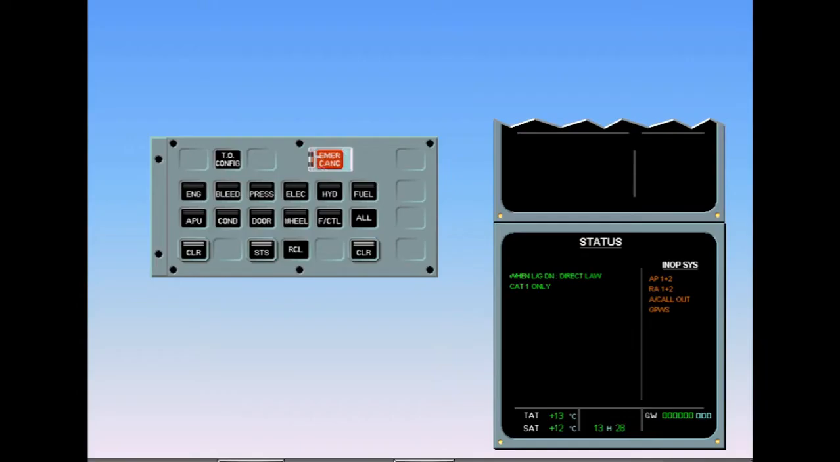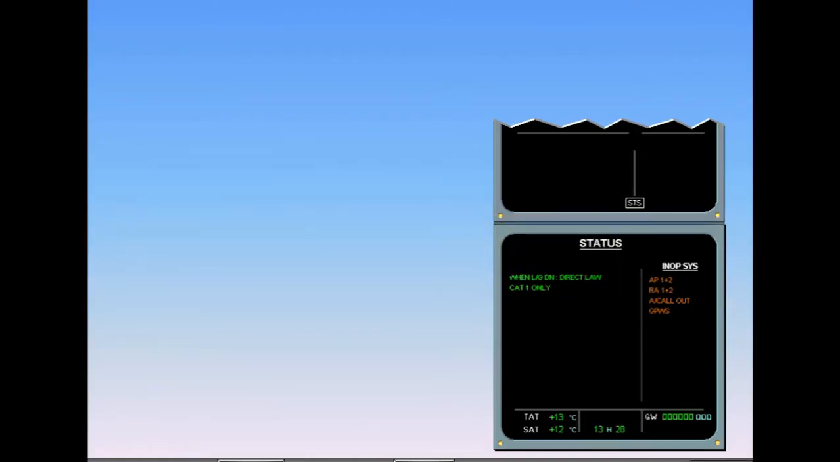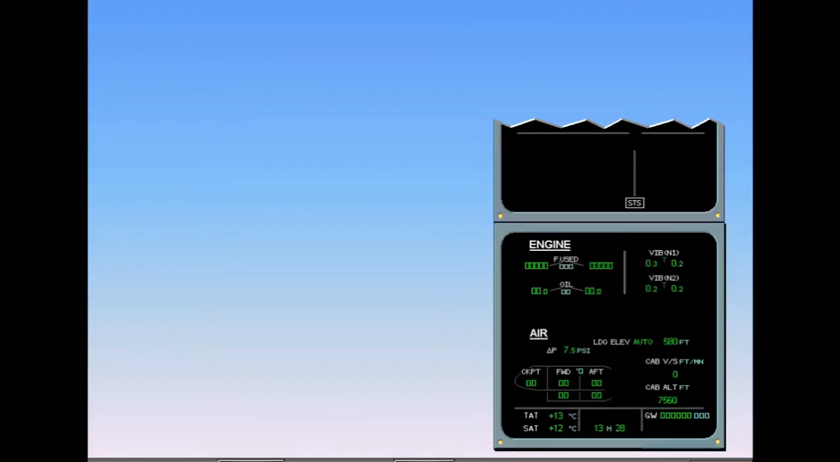The status page is displayed, showing inoperative systems and aircraft information. With both radio altimeters faulty, both autopilots are lost in approach, as well as the auto callouts. After review and confirmation from the pilot flying, clear status. The ECAM system display automatically reverts to the cruise page, and the status reminder is displayed on the engine warning display.